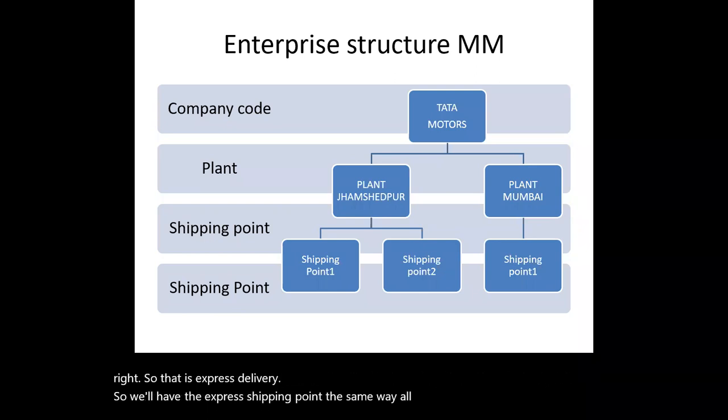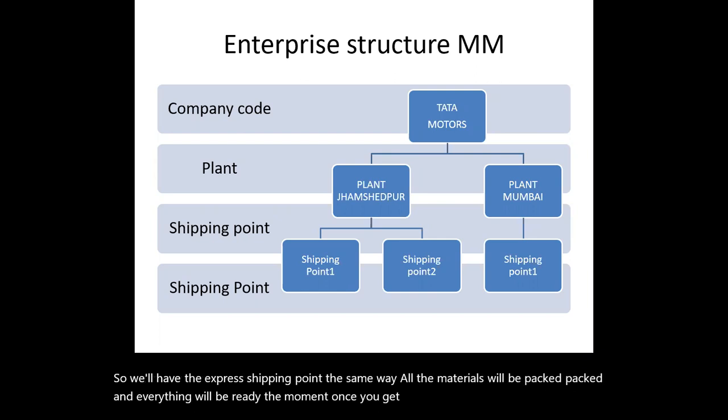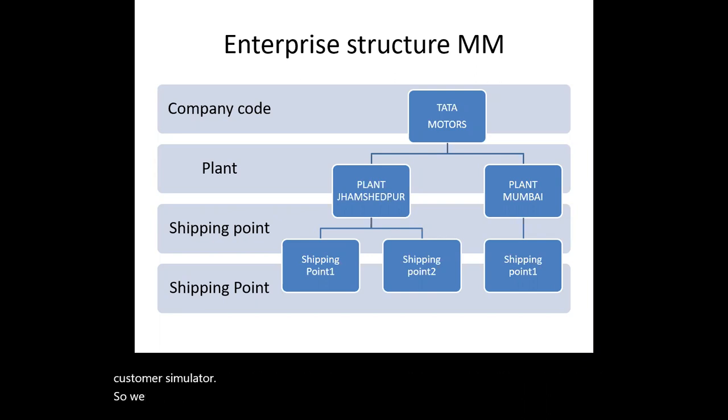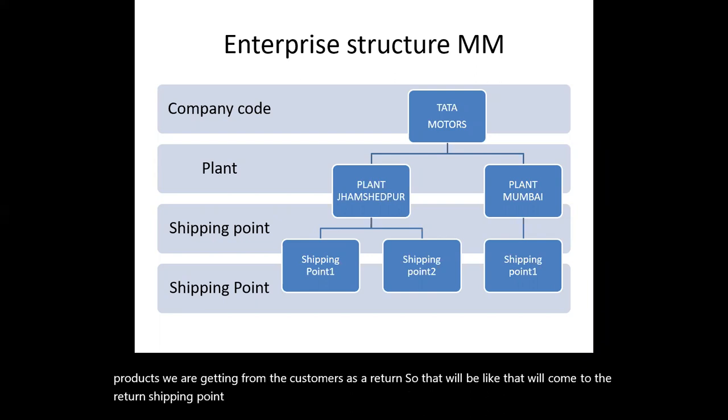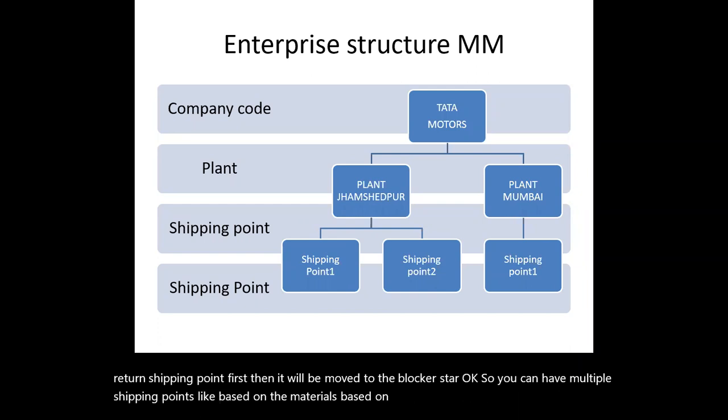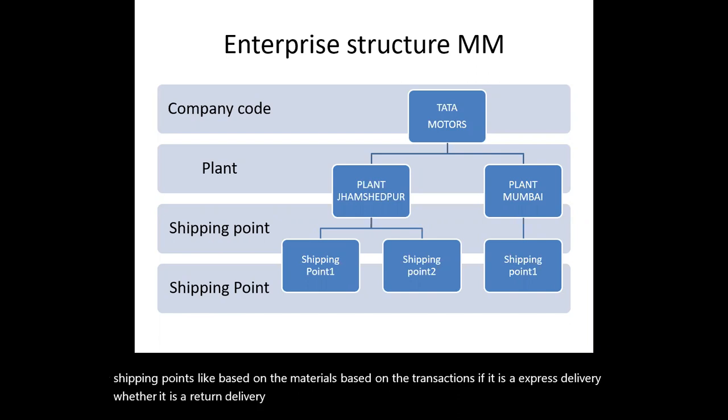All the materials will be packed and everything will be ready. The moment you get the order, it will be delivered to the customers immediately. So we can have the express shipping point. We can have the return shipping point. Whatever products we get from the customers as returns will come to the return shipping point first, then be moved to the blocked stock. So you can have multiple shipping points based on the materials and the transactions, whether it is an express delivery or a return delivery.